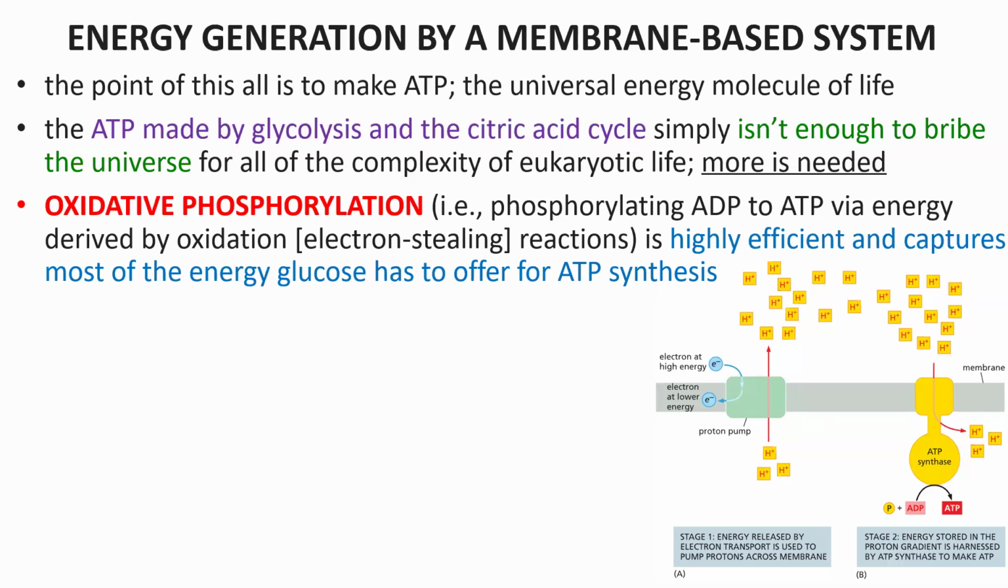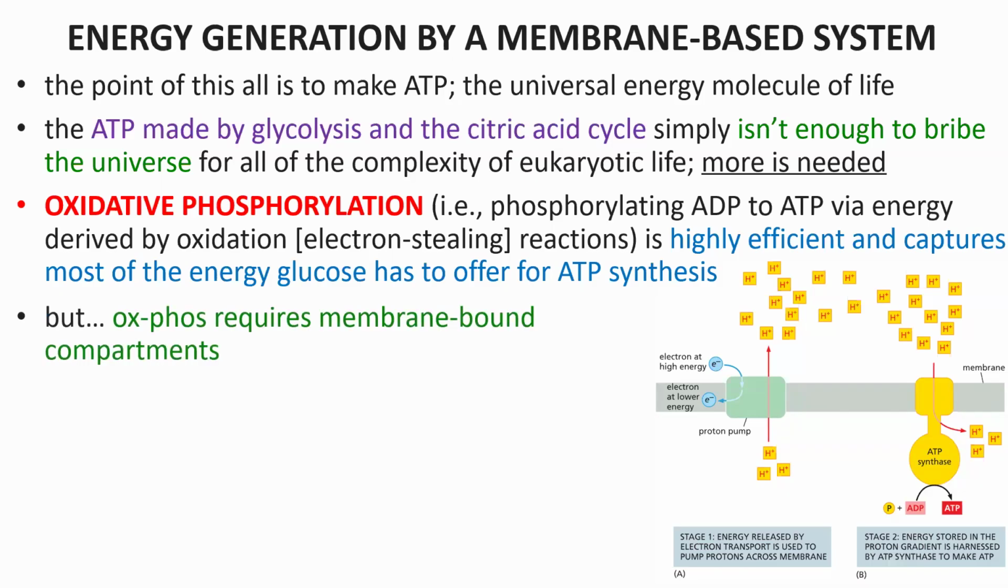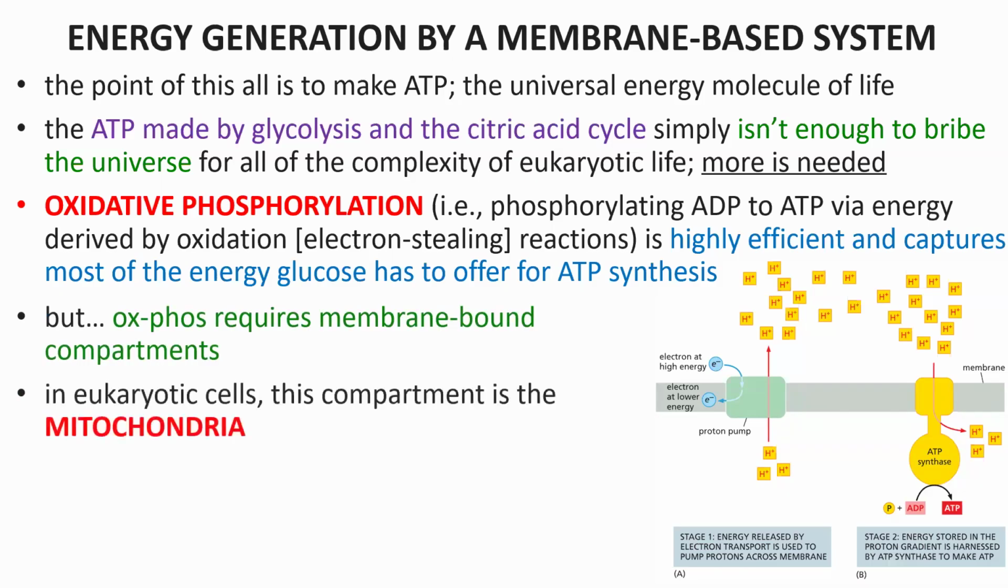And OxPhos is highly efficient. It is the most efficient way to catch about half of the energy of glucose and use it for ATP synthesis, but that is hands down and by far the most efficient capturing we are able to achieve. But for OxPhos to be possible, we need these membrane-bound compartments.